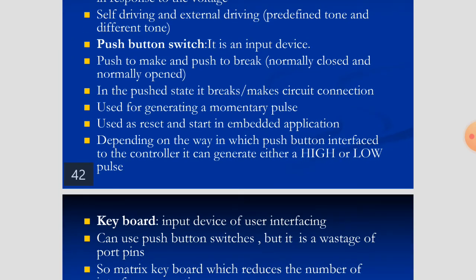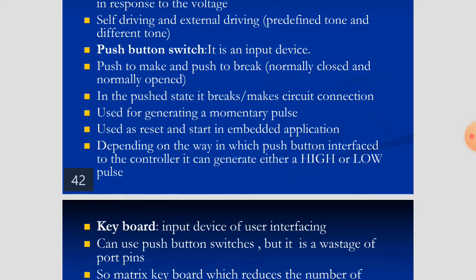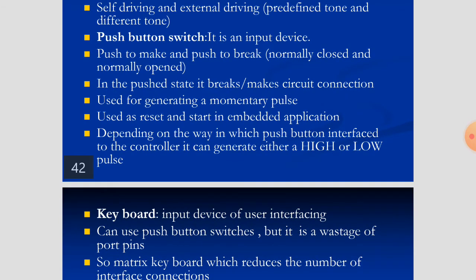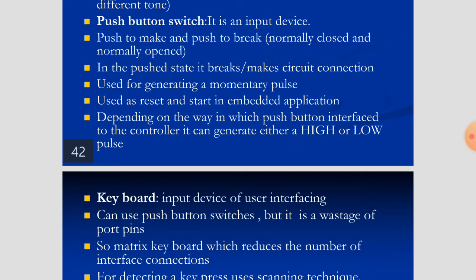Next, the push button switch. It is an input device. Till now we have discussed the output devices; now we will discuss input devices. With the push button switch, you use different types of switch to make or to break. Normally closed or normally open push button switch. You can see the different applications. They are the buttons, you can say switches.